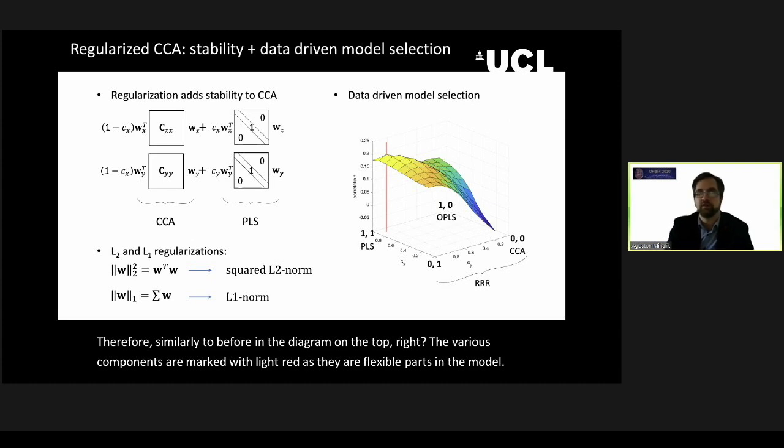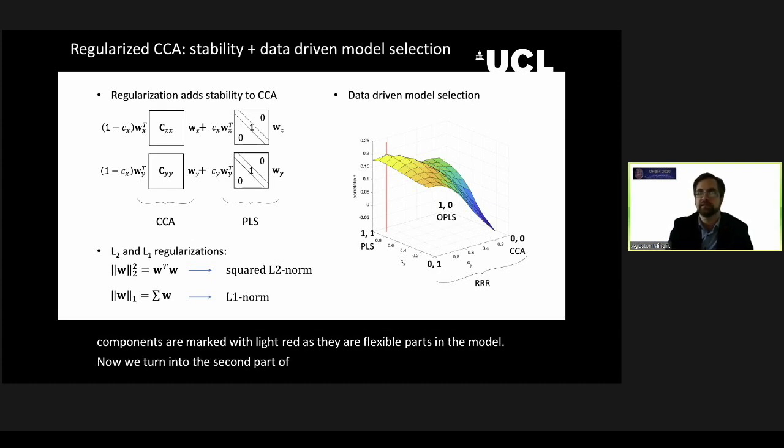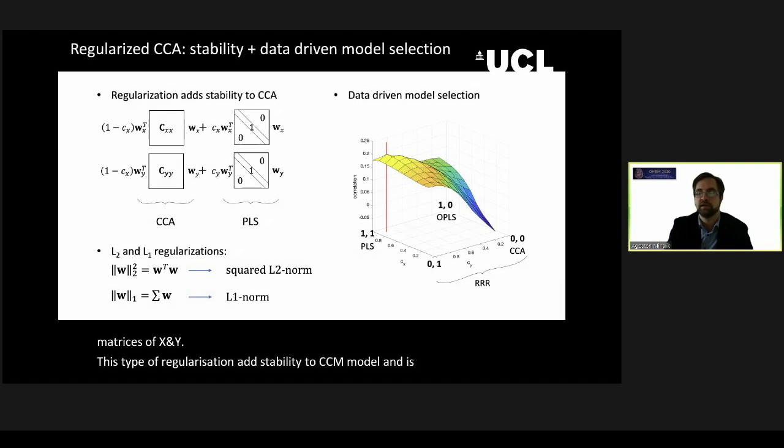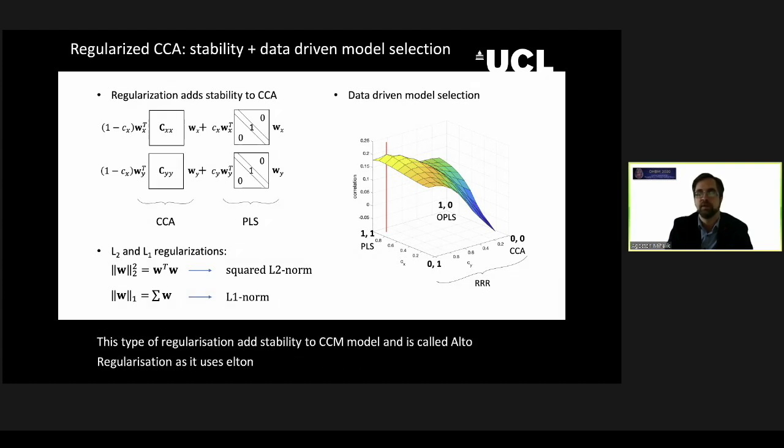Now we turn to the second part of the talk, where I share some guidelines on how to use these models in practice. First, we start with regularized CCA. If we write out the constraints in schematic matrix form, we can see immediately that the PLS-like constraints act as regularization on the CCA-like constraints, as they add the diagonal matrix to the variance matrices of X and Y. This type of regularization adds stability to the CCA model and is called L2 regularization, as it uses L2 norms of the weights. Another common regularization is L1 regularization, which we'll discuss in the next slide.